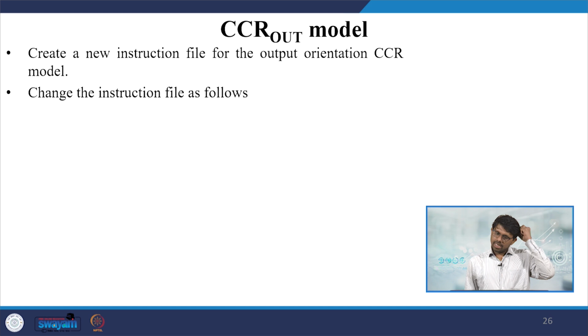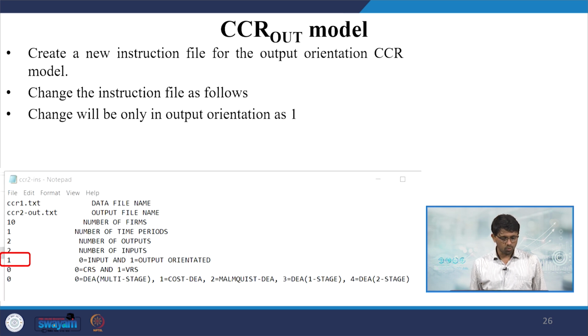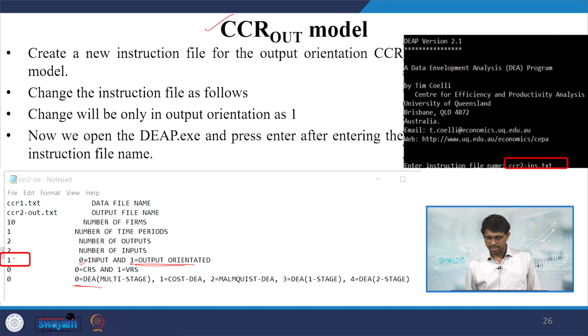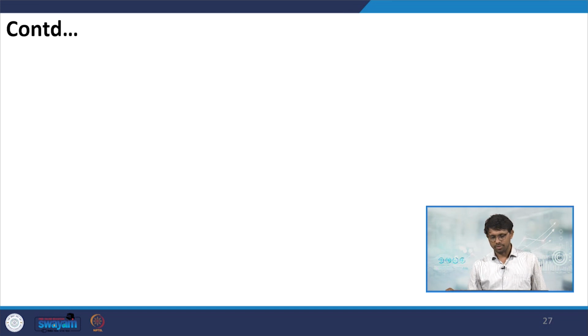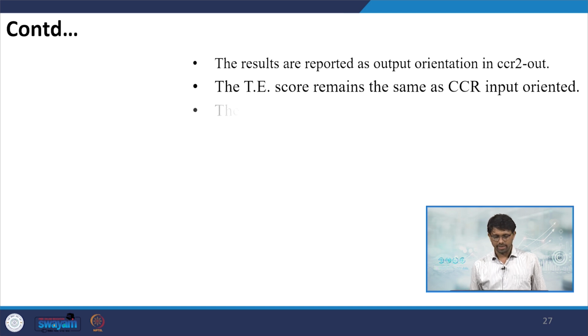So, for the CCR output model, we will create a new instruction file. Since we discussed input, similarly for output we have to define, but now you just mark that since output takes 1 as the value for output orientation, we have changed it to 1. This is CCR based, so this has to be 0, the rest are CCR based. So, 0 is mentioned here, it is not creating any problem. The rest, we have to create its instruction file as well, and we can run it and get the result accordingly.